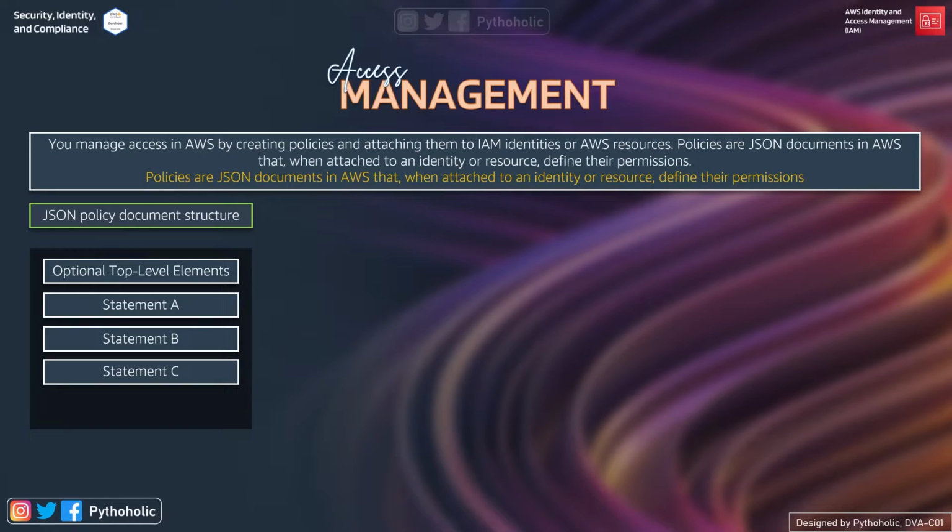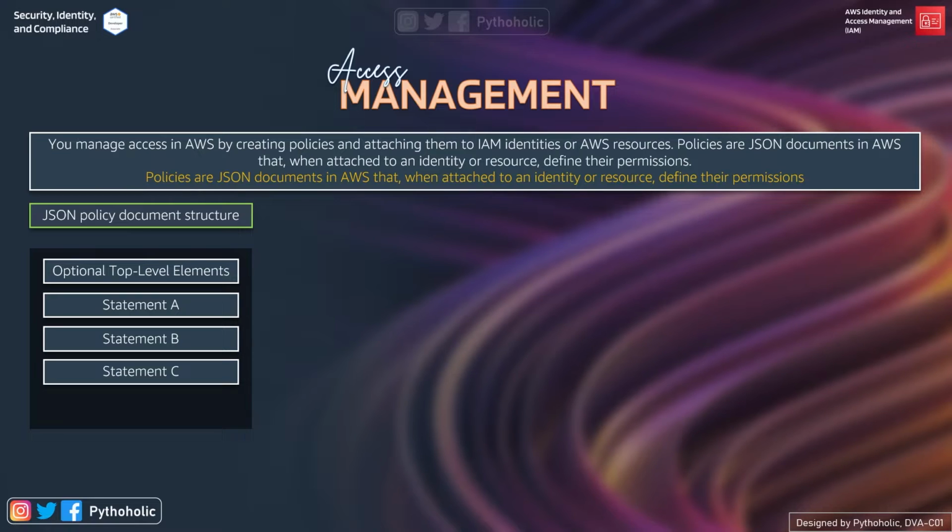Let's read this. You can manage access in AWS by creating policies and attaching them to IAM identities or AWS resources. You must understand that policies in AWS are nothing but JSON documents that are attached to an identity or resource, which helps to define the permission. I have repeated this now for you to understand. For example, if you create an IAM user and that user wants to create an EC2 instance, by default the permissions will be zero or denied. Until and unless you attach an AWS EC2 policy to that user, he or she will not be able to perform the desired operation. Remember that.